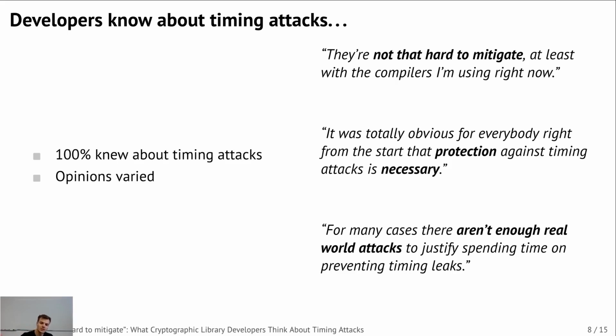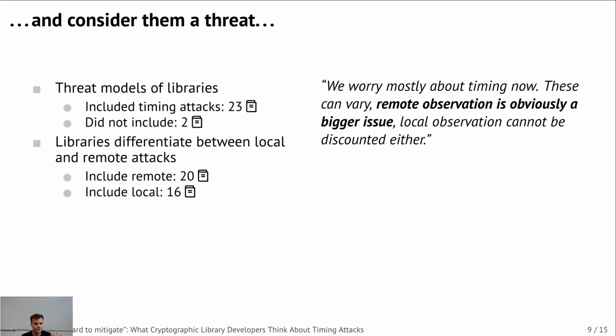But there was a spectrum of opinions, ranging from a strict view on timing attacks, that it is totally obvious for everybody right from the start that protection against timing attacks is necessary, to a more skeptical view that for many cases there aren't enough real-world attacks to justify spending time on preventing timing leaks. Now, however, these opinions varied. Most libraries considered timing attacks a threat in their threat model. So 23 libraries did include timing attacks in their threat model, and 2 did not.